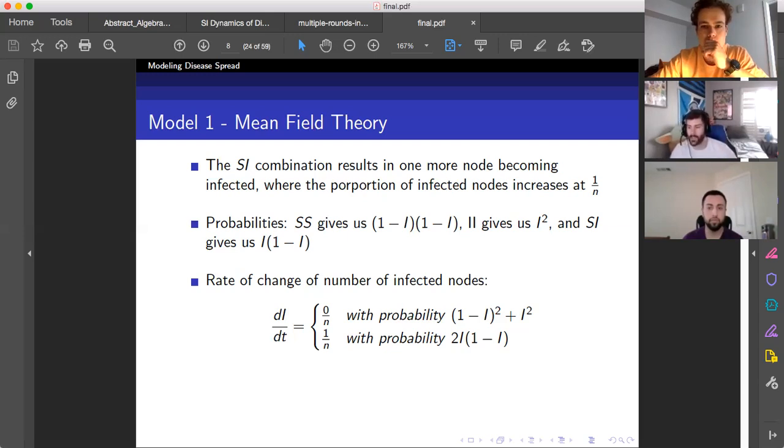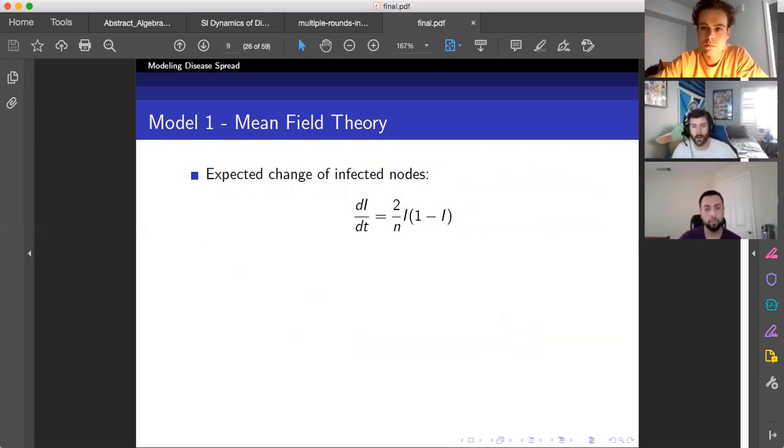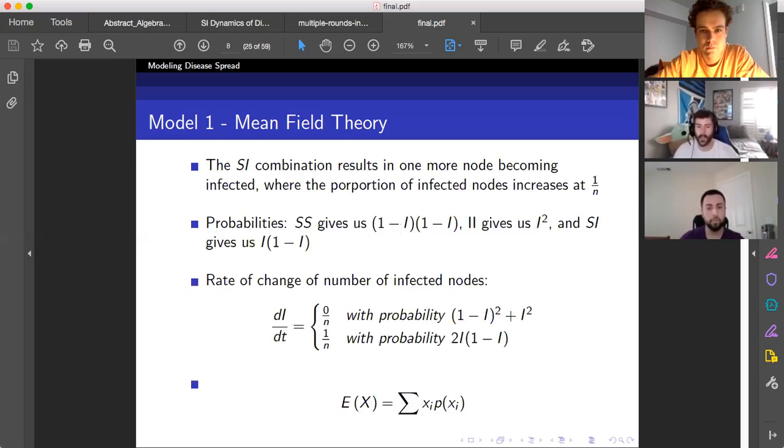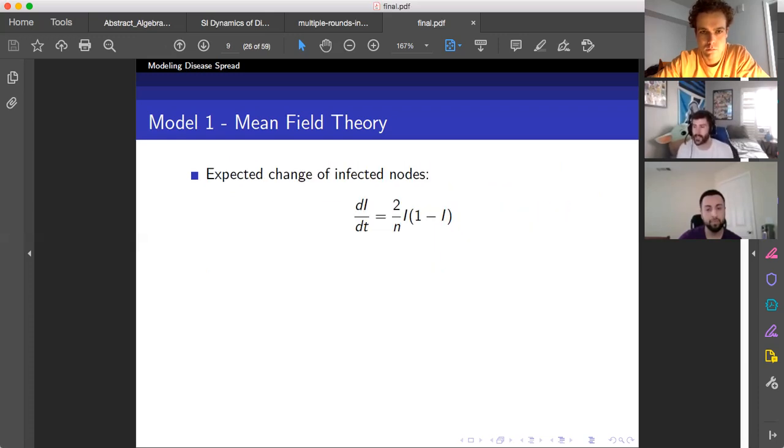And then we're going to be using this expected value formula, Xi times P of Xi, which is going to give us the final formula that we need. So how do we get this formula, the expected change of infected nodes, from the previous piecewise formula? Let me slow myself down. You take 0 over n times its probability, and you just get 0 right there. And then you take the 1 over n times its probability, which is how we get the formula down there, which happens to be dI/dt equal to 2 over n times I times 1 minus I.